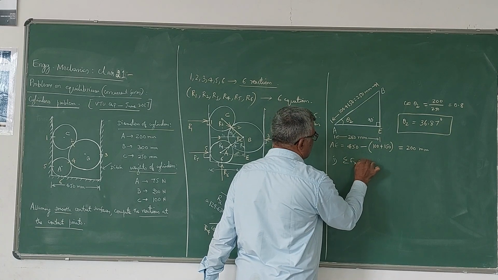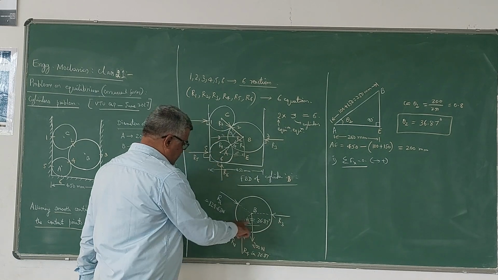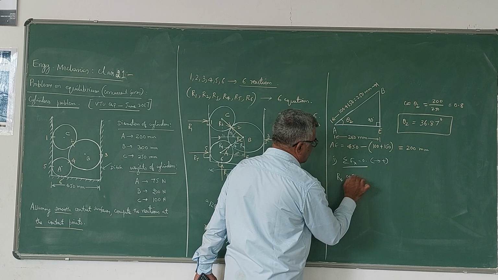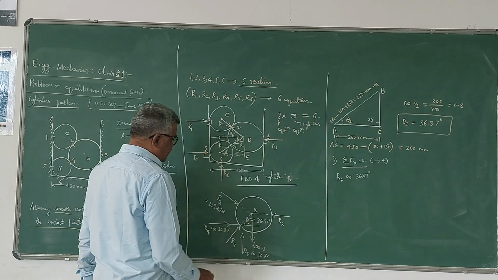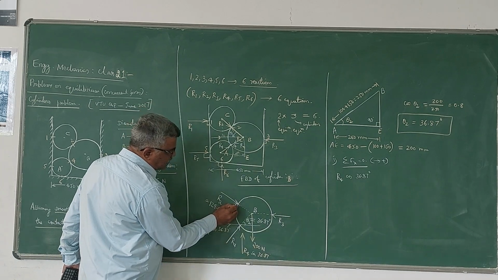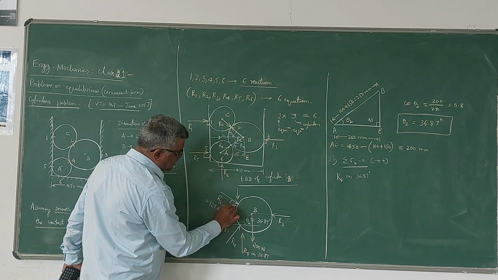Sigma Fx is equal to 0, towards right positive, left negative. This is positive, R4 cos 36.87 degrees positive. Then this R2 also I have to resolve. Please note, I have to resolve this R2 also. If I resolve it, it will be like this. You know this is theta 1.